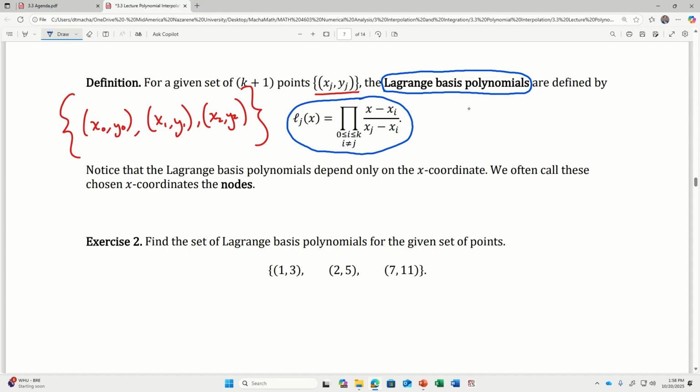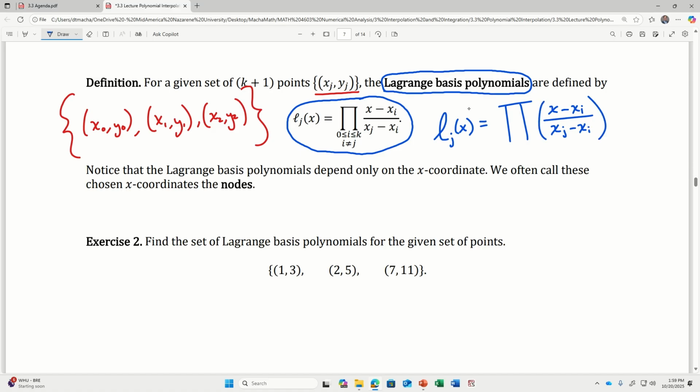That symbol is supposed to be a script lowercase l. The subscript is the letter j. And every Lagrange basis polynomial is a function of x. And it's equal to this. You guys seen this before? This is a product. It's a product of what? It's a product of linear terms. It's a product of linear factors, I guess I should say, where every factor looks like x minus xi divided by xj minus xi.